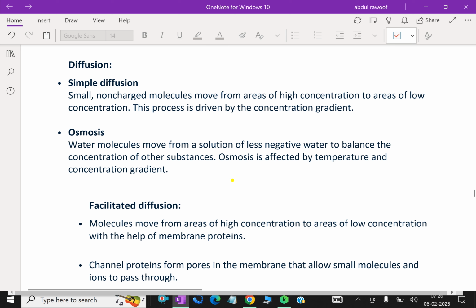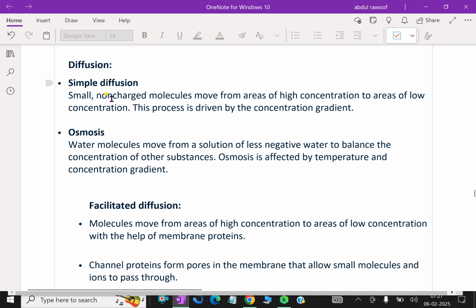What is diffusion? Small molecules diffuse down their concentration gradient. Lipid soluble materials like oxygen, carbon dioxide, fatty acids, and steroids cross the membrane by dissolving in the lipid part of the membrane. Water soluble materials, for example sodium, potassium, and calcium, cross the membrane by passing through water filled channels.